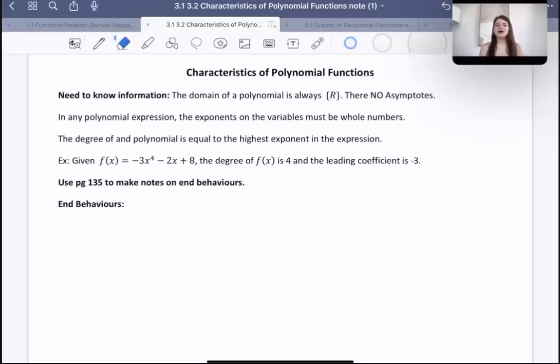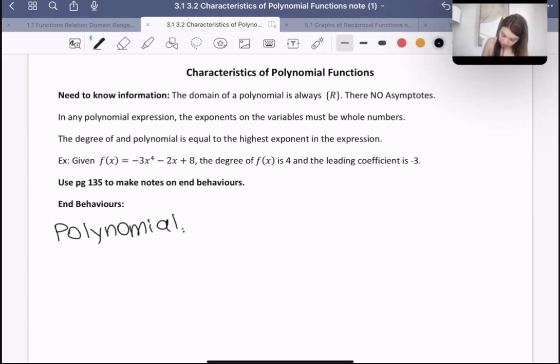Hello, everyone. Welcome back. Today, we're going to be talking about characteristics of polynomial functions, and this entire unit, unit 2, is all about polynomial functions. So, first, really quick, before we get started, I want to make sure we understand what is a polynomial versus what isn't. A polynomial can always be expressed in this way.